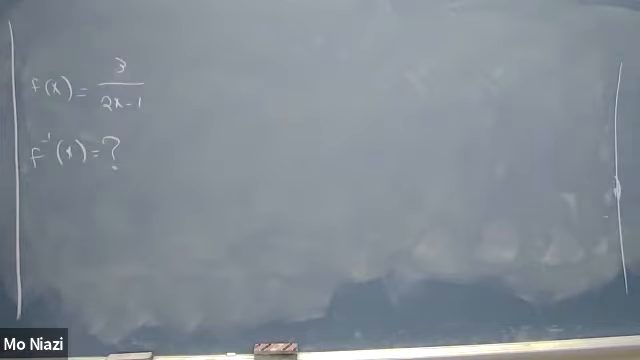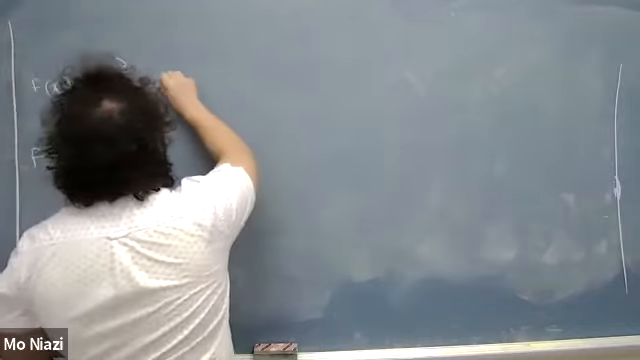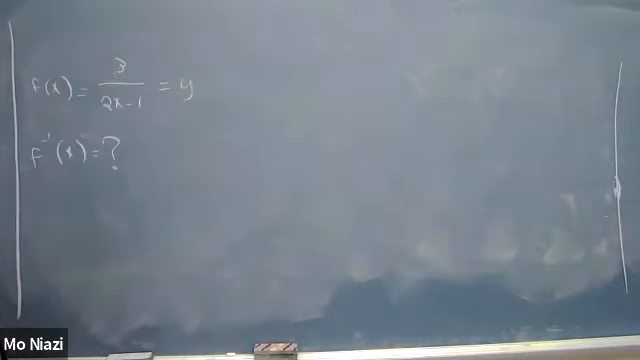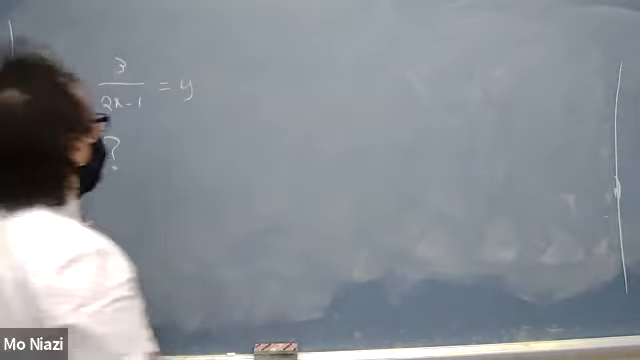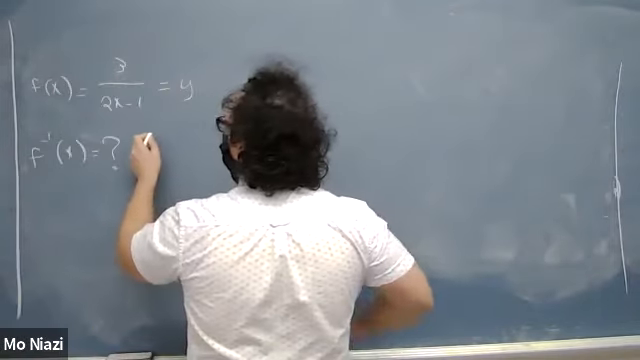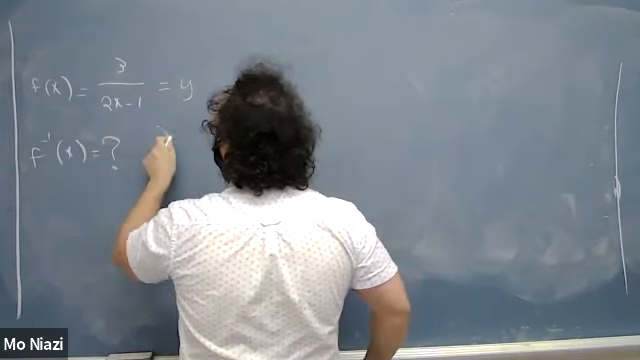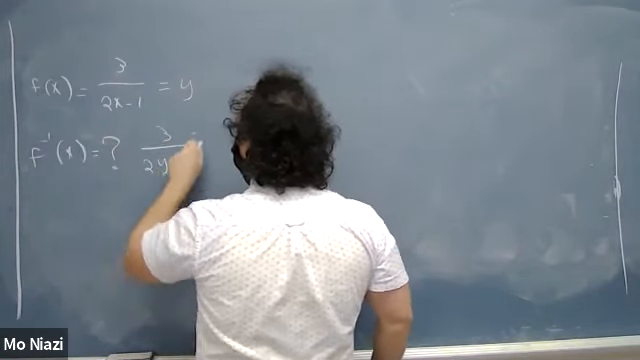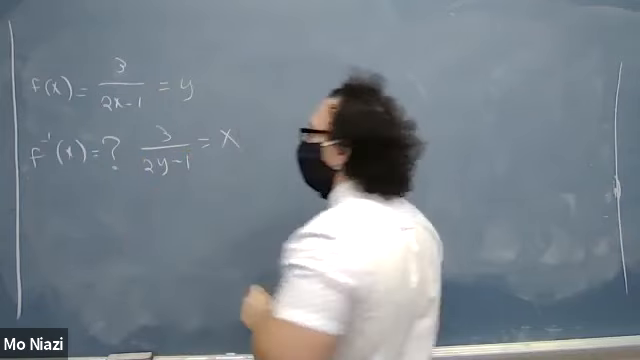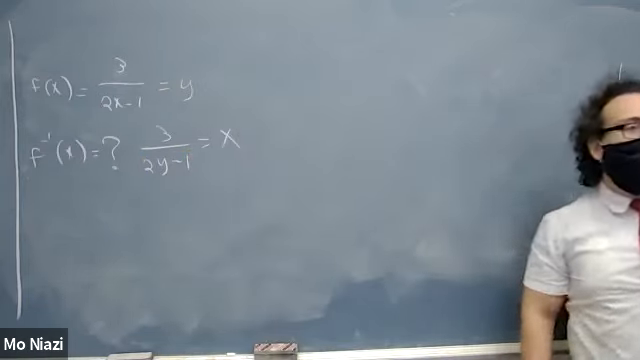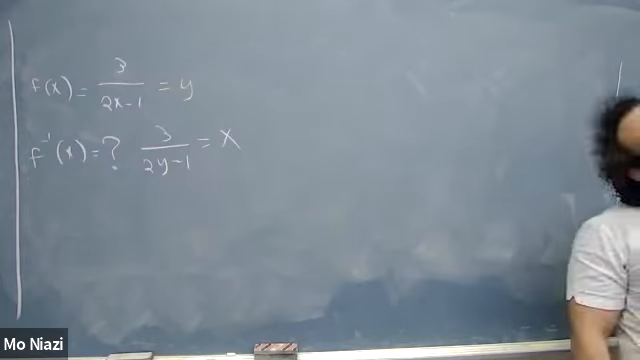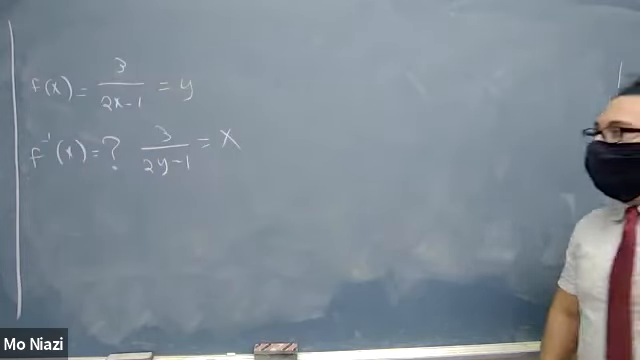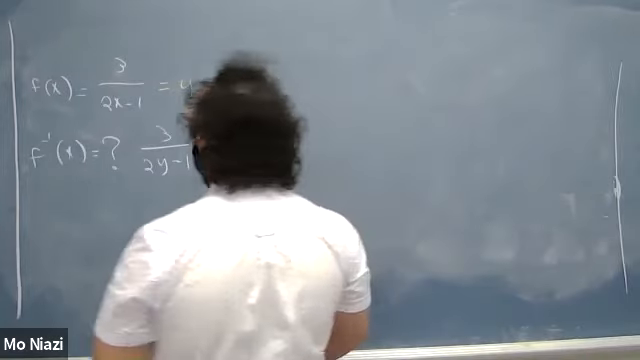Step one, set it equal to a y. Step two, flip every variable. Every time you see x, convert it to a y. Every time you see a y, convert it to an x. Now, solve for y.